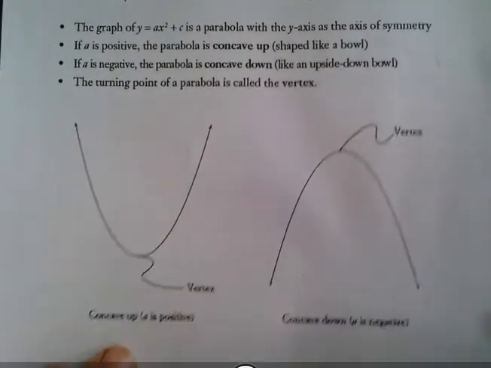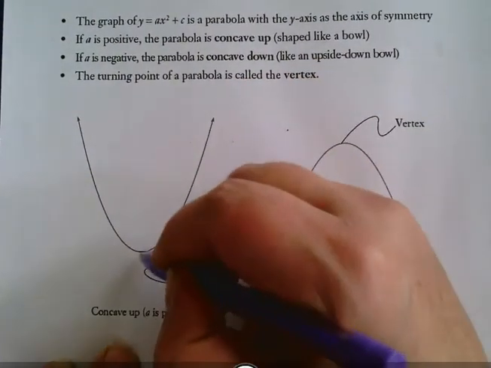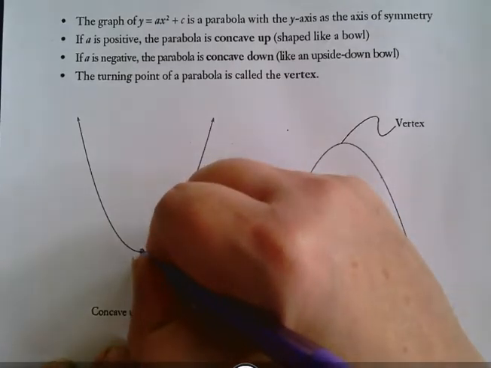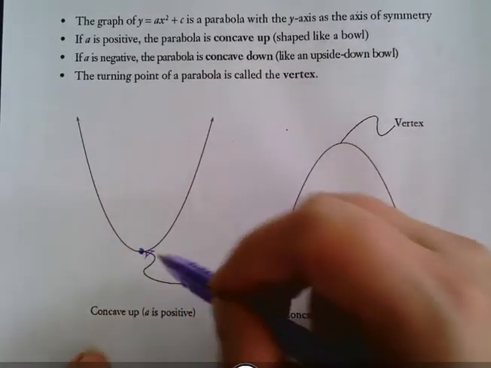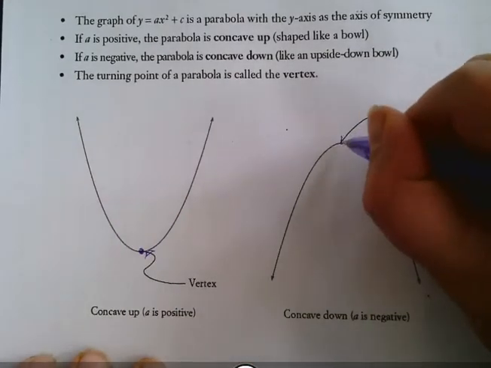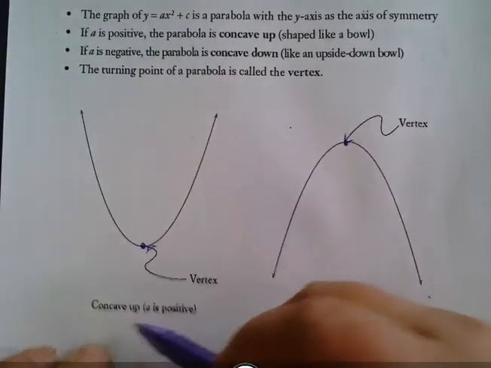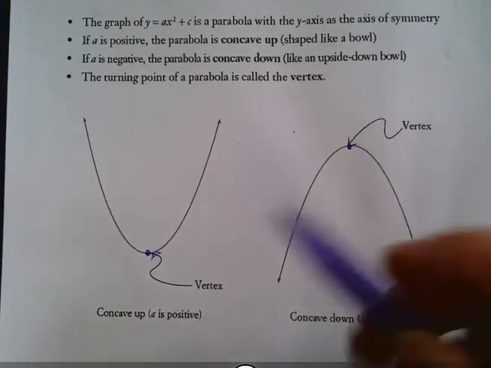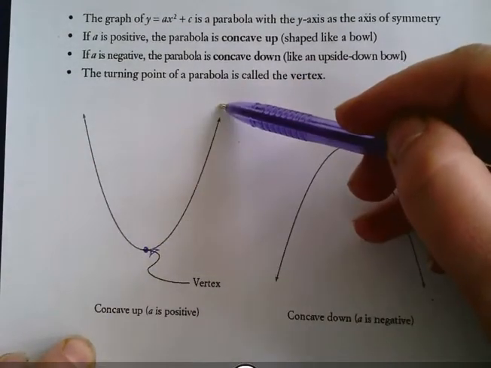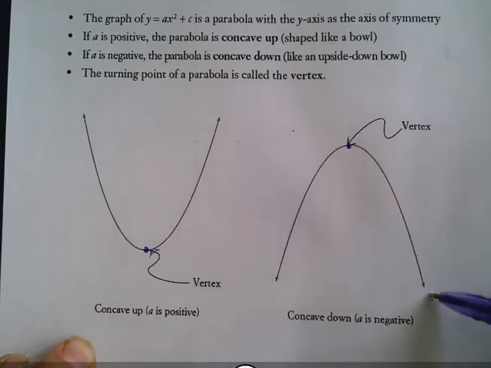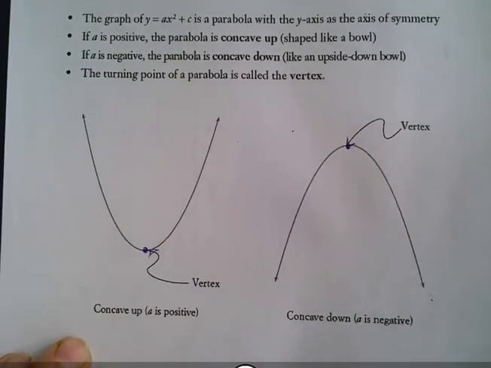Now, you know how that's upwards? See this? That's an arrow pointing to the very bottom of the parabola, which is called a vertex. And the very top of the parabola is also called the vertex. This is called concave up because this parabola is facing upwards. And your parabolas can also be concave down, or facing downwards.